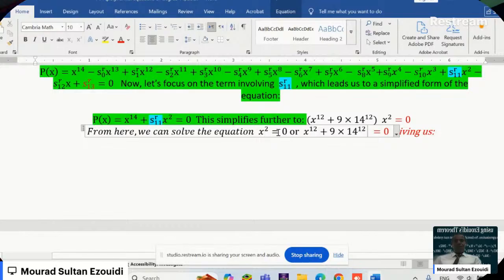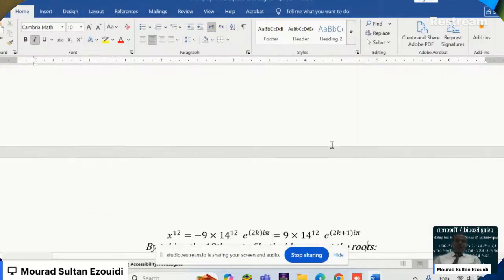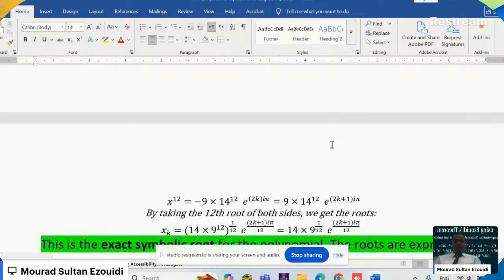14 plus 14 plus 0 is 14, divided by 14 is 1. So x equals 1 is a double root for the original 14-degree polynomial equation. Now we'll solve this, okay? So we derive the following.